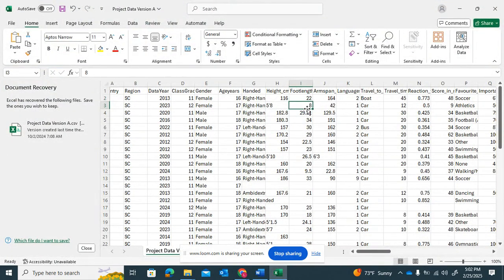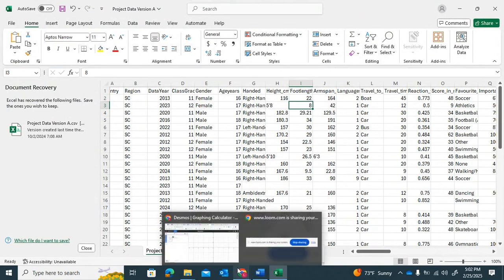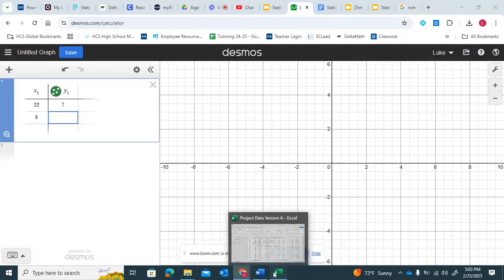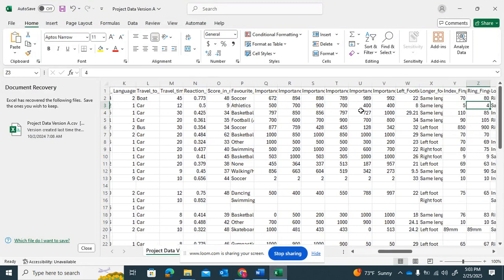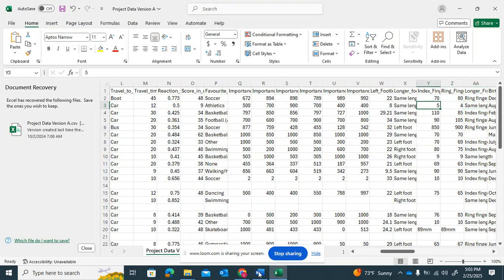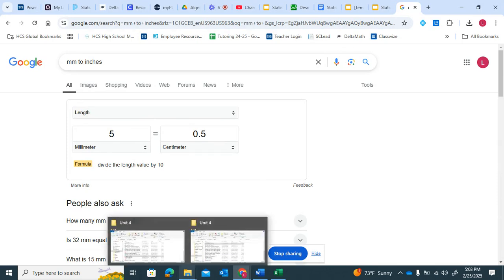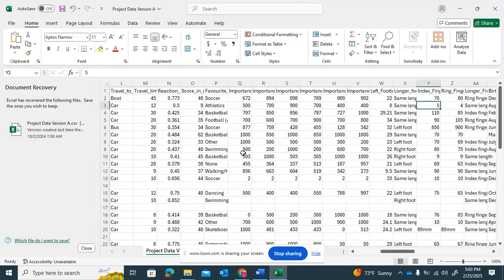So this next person has, each row represents a person. So their foot length was 8, which seems small. And then their index finger, let's go all the way over. Index finger is 5. That seems like they messed up. I'm probably not going to do that one, because 5 millimeters is 0.5 centimeters. Like you basically don't have a finger at that point. I'm not going to include that data set because it looks like they just messed up.